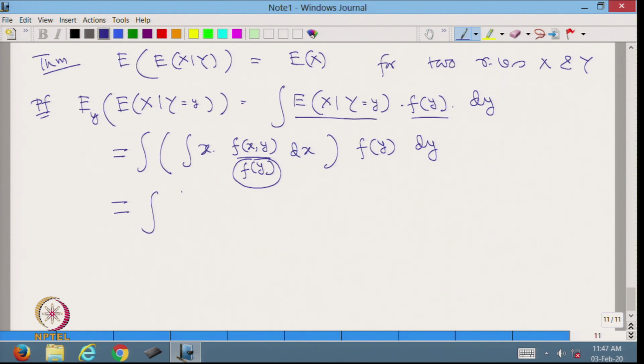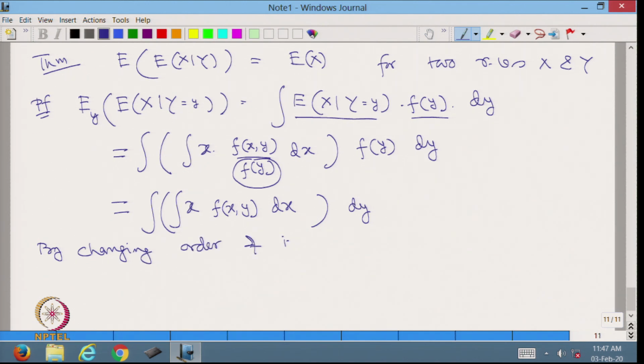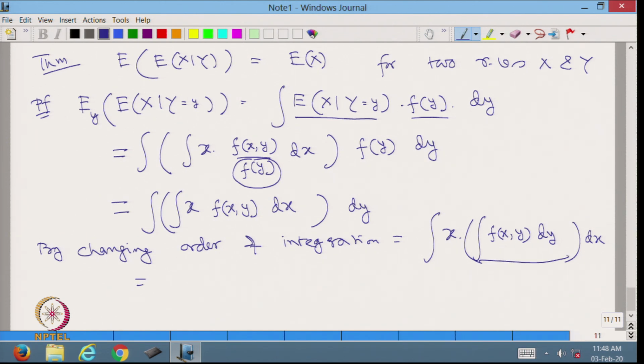Since fy is independent of x, we can take it out of the integration. So, we can write it as integration of x fxy dx into dy. By changing the order of integration, this is equal to integration of x times integration of fxy dy, dx. Now this integration gives us the marginal density of x, therefore this is x into fx dx, which is equal to expected value of x.